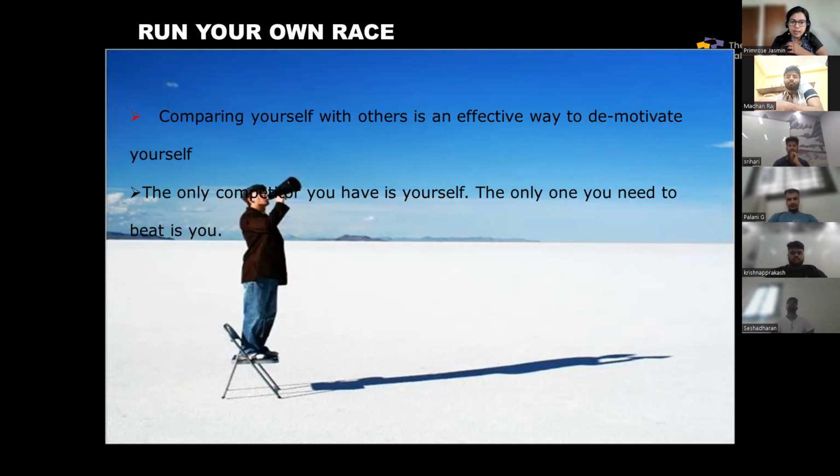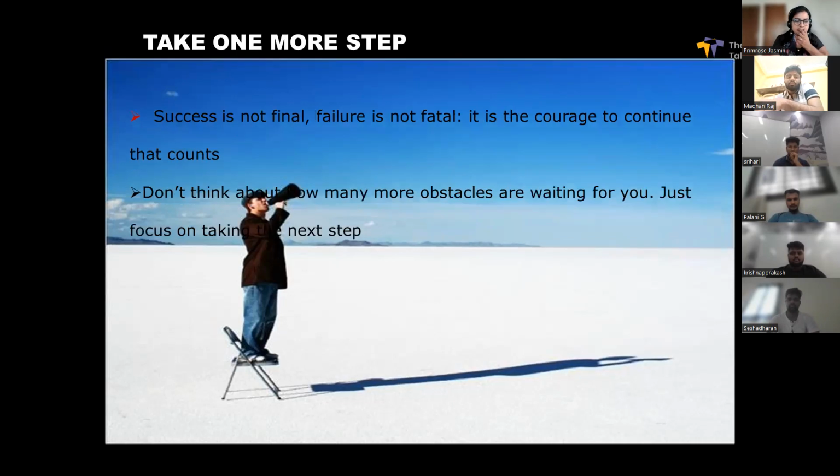Okay. And I think we have one more point and then we will move on to the scenarios. Take one more step. You don't have to take 10 steps towards your success. Whenever you want to succeed in your life, the starting point is the beginning.